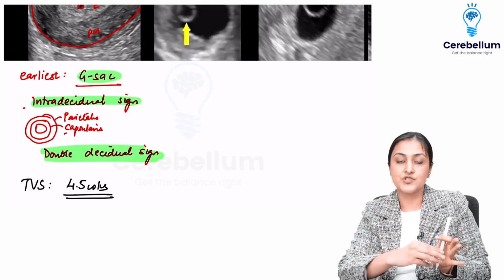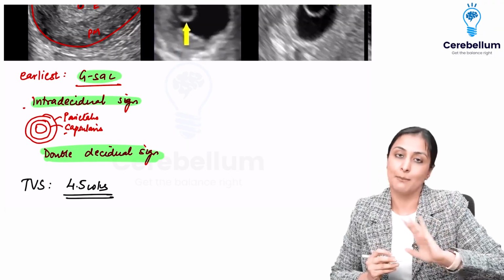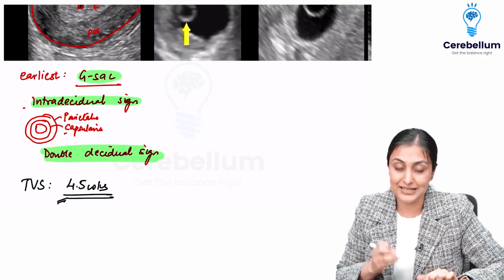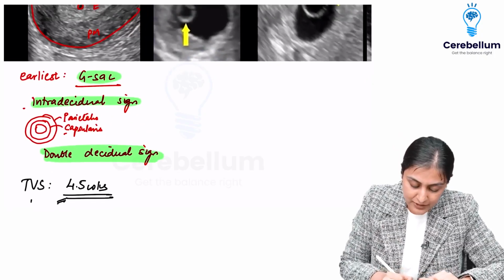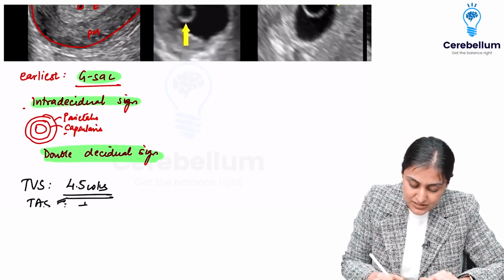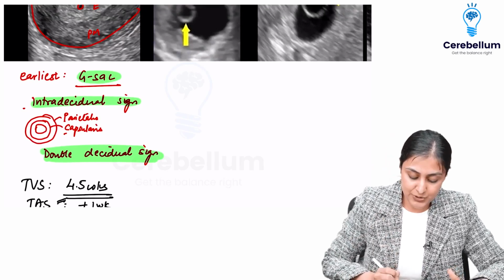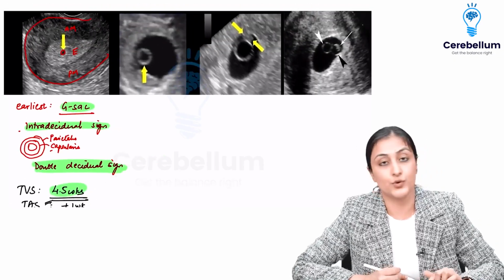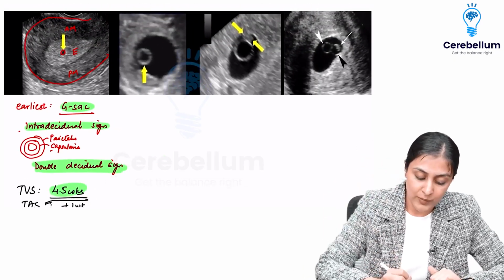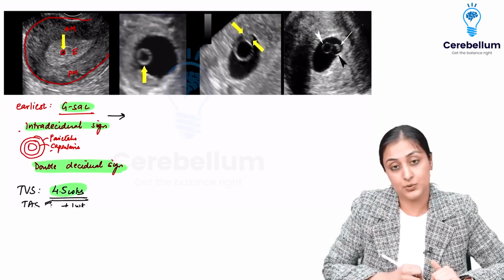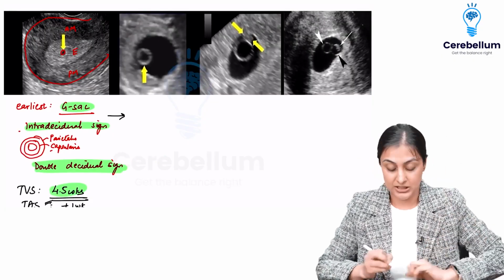So TVS versus TS, TVS is always ahead by a week. Okay, so we remember only one value. TVS is 4.5. If they ask me TS, I just add 1 week to it. Yeah, so the earliest an intrauterine pregnancy can be detected is 4.5 weeks. So now we call this patient back after a week, that okay, I'm seeing a G-sac, we'll confirm it in a week.